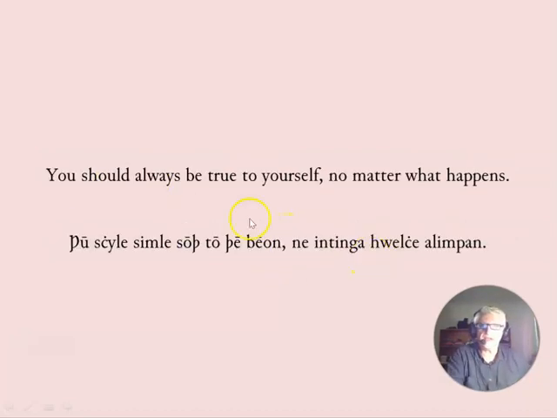Okay. Next one. You should always be true to yourself, no matter what happens. Thu shula simle soth to the beon ne intinga hawelche alimpan.